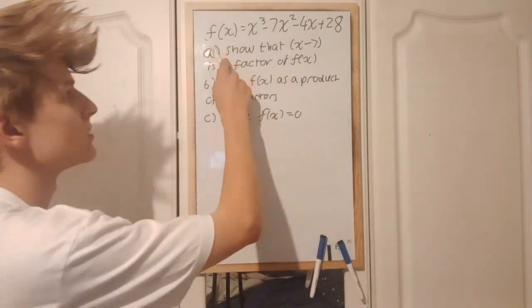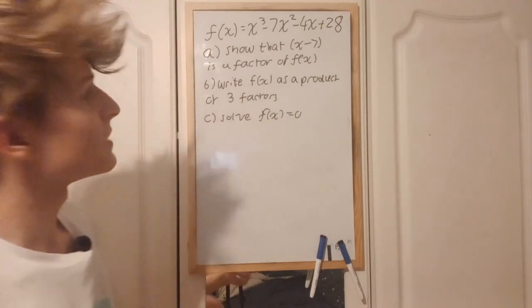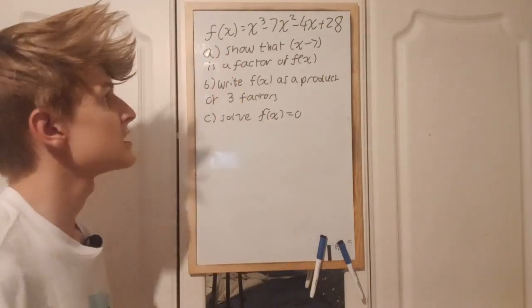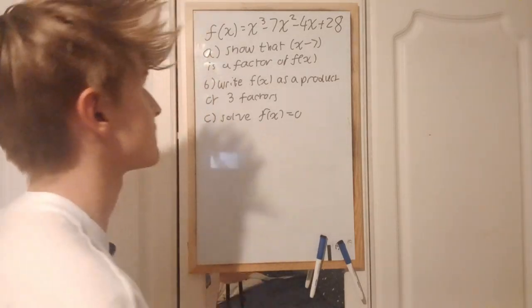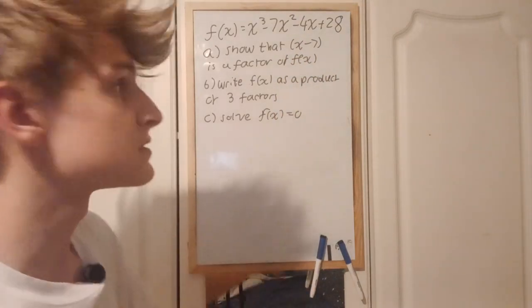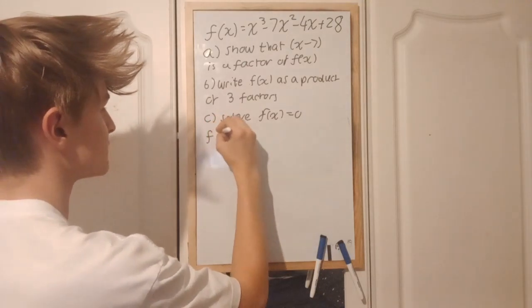Okay, so this next one is pretty epic. We've got a cubic polynomial function here, x cubed minus 7x squared minus 4x plus 28. First part is show that x minus 7 is a factor of f of x. Okay, usual business, let's use the factor theorem. So from this we can get f of 7, if that equals 0, then we conclude that x minus 7 is a factor. So let's compute f of 7.